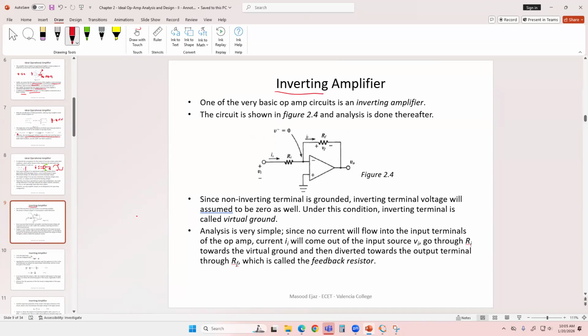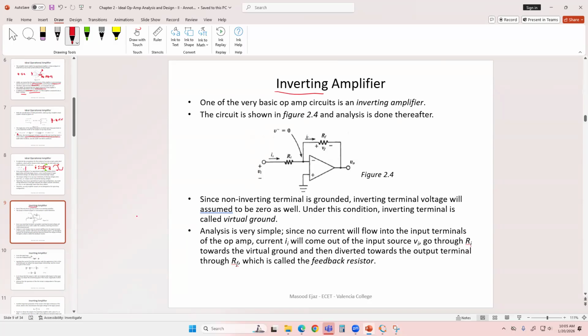But how do we identify the inverting amplifier? To identify it, you will see that the input voltage is connected to the inverting input of the operational amplifier. So when the input voltage is connected to the inverting input, it is an inverting amplifier. But the name inverting comes from the relationship between output and input, as you will see.